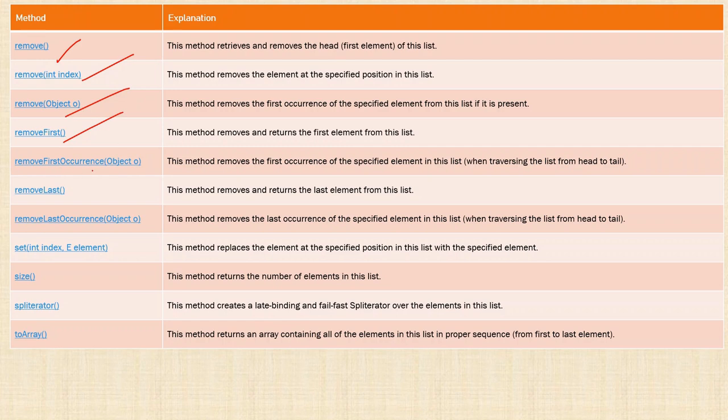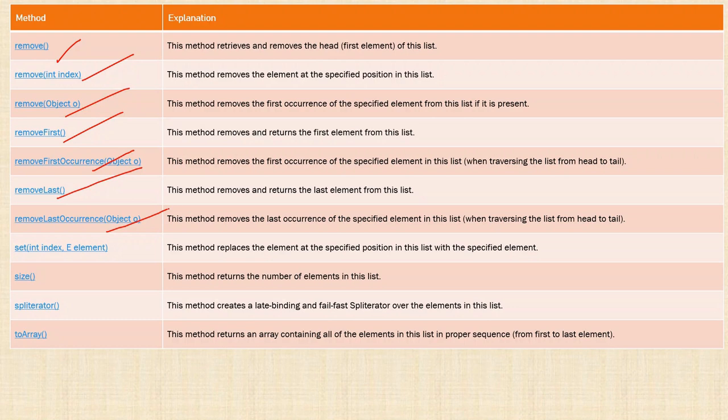And removeFirstOccurrence, this method removes the first occurrence of the specified element in this list when traversing the list from head to tail. RemoveLast, it will remove the last element. RemoveLastOccurrence, this method removes the last occurrence of the specified element in this list. So it will remove the last element.